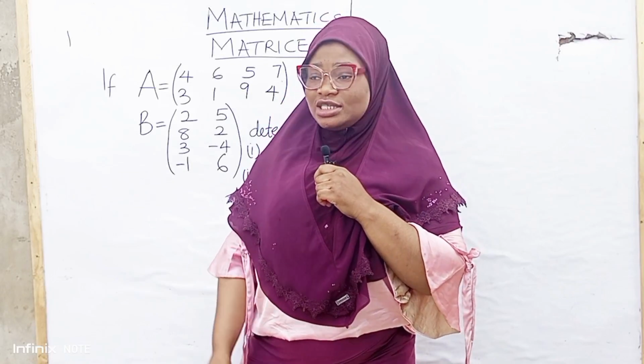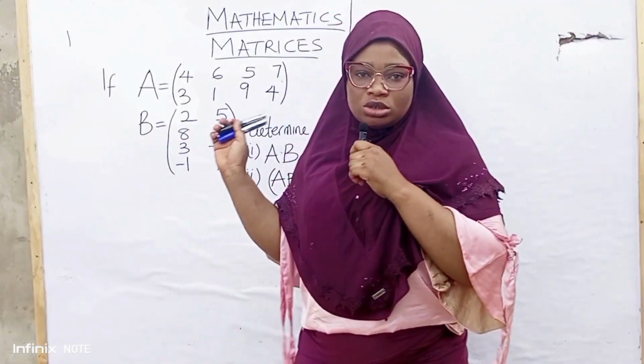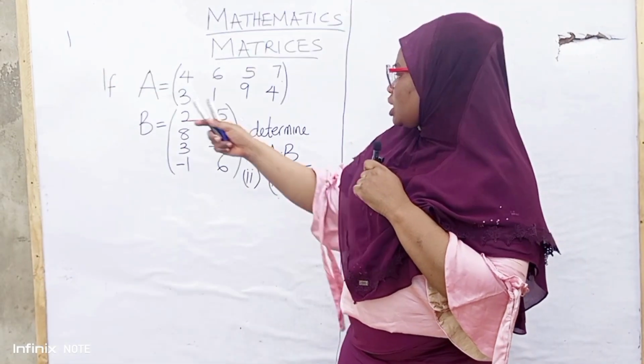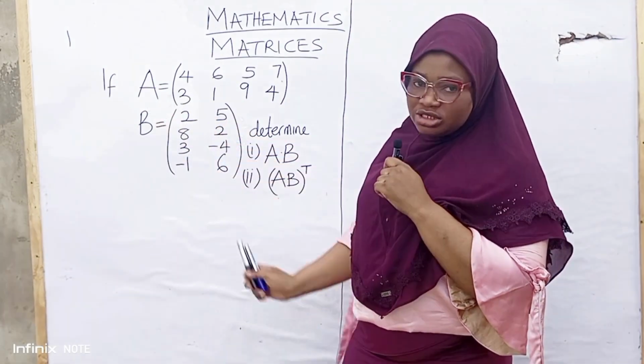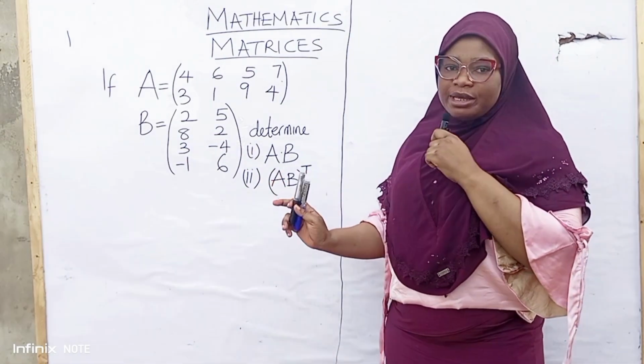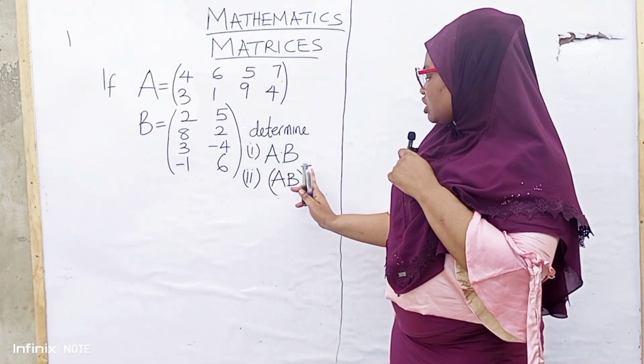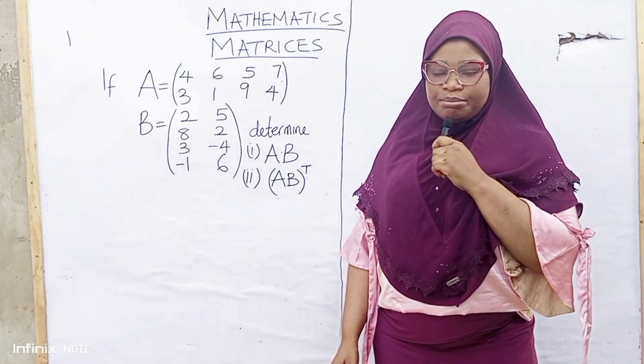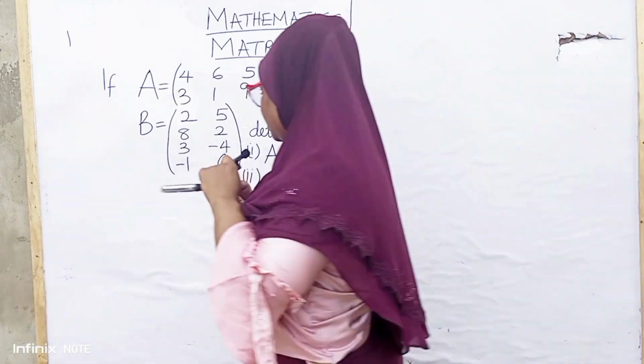So in today's class, we want to solve this question on matrices. This is matrix A and here is matrix B. We were asked to determine A multiplied by B, then the transpose of A multiplied by B. So, solution.